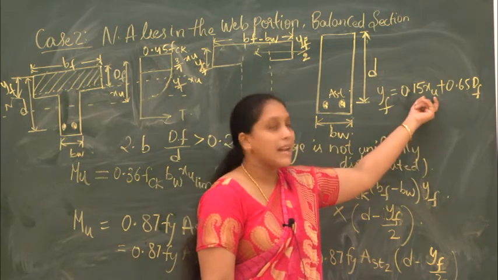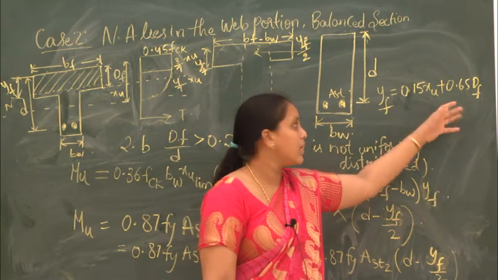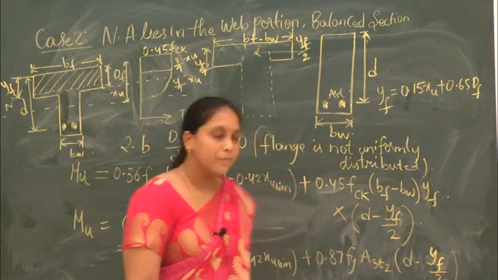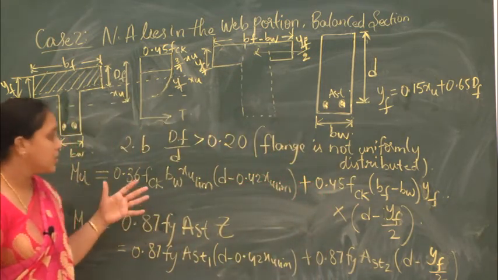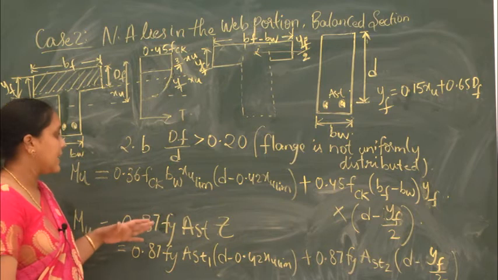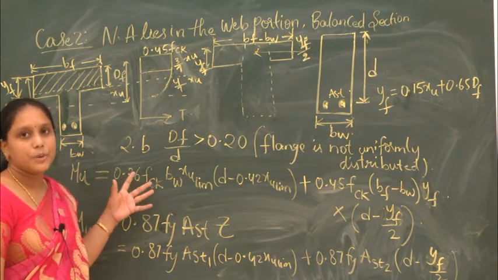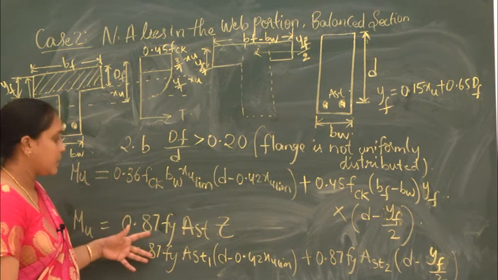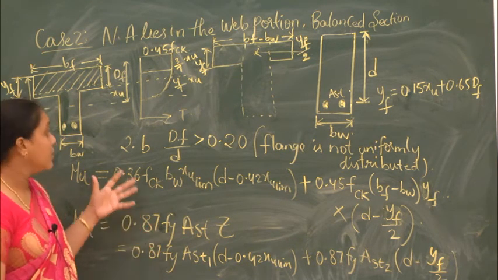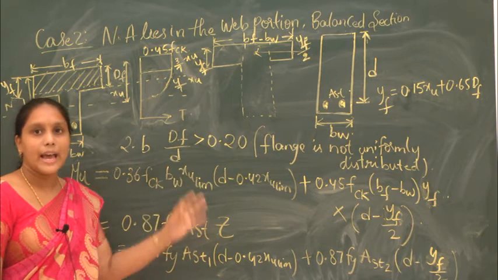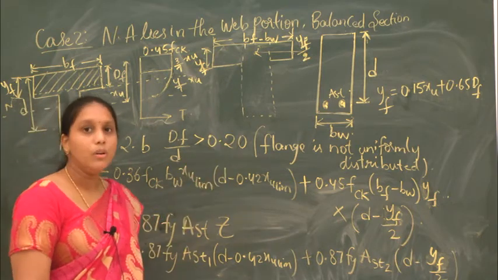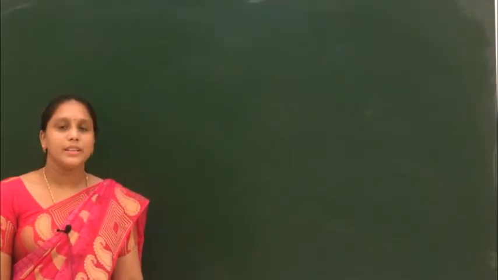As it is a balanced section, Xu will be equal to Xu limit. So these are the two equations for calculating the moment of resistance with respect to concrete as well as with respect to steel when Df by d is greater than 0.20. Now let us see case 3.